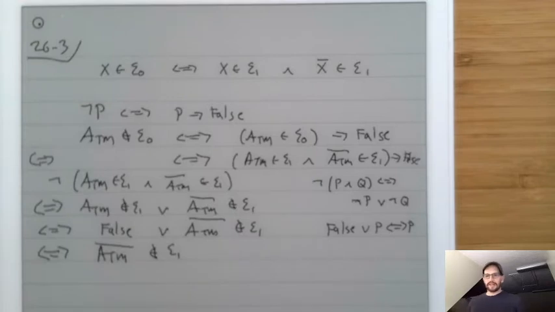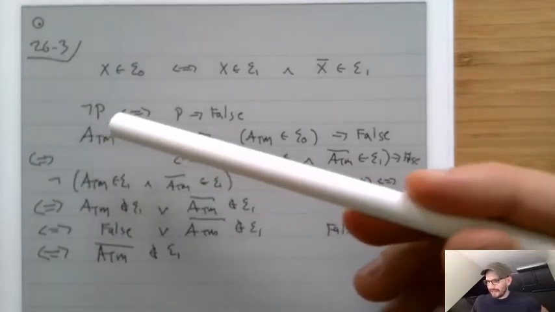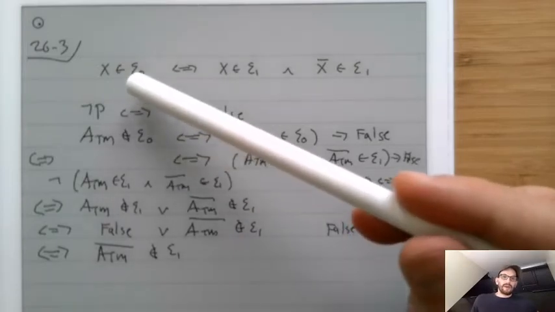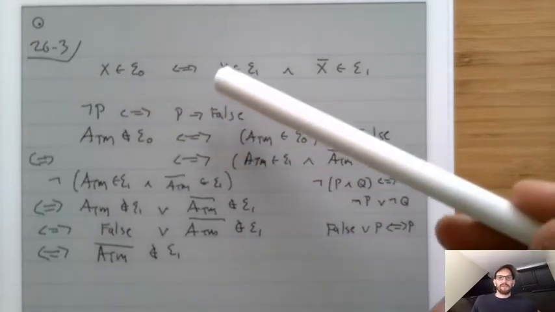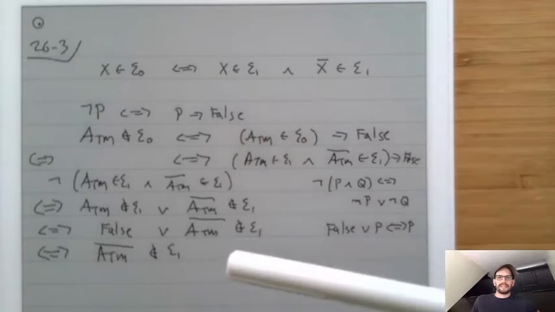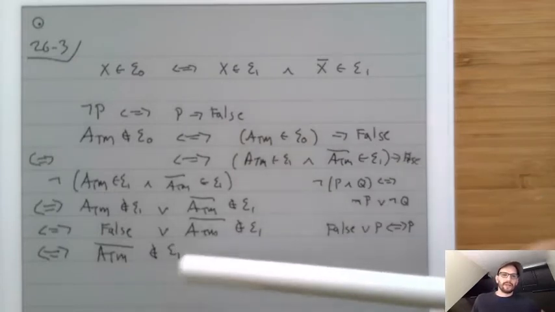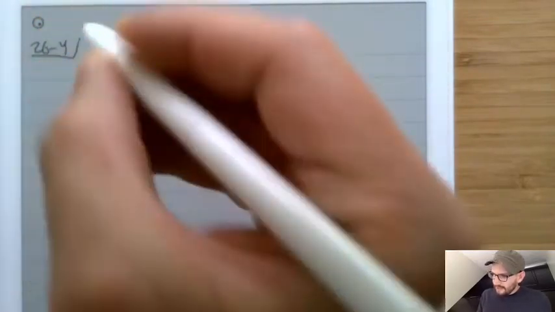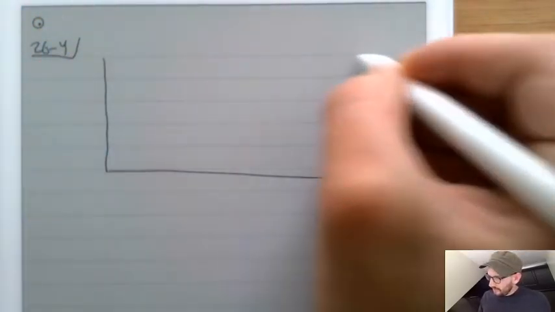So we just proved that because we know that ATM is not inside of sigma 0, and we know that whenever something is inside of sigma 0, it must be inside of sigma 1 and its complement is inside of sigma 1, therefore we can conclude that not ATM is not inside of sigma 1. And that's it. Okay? So we just proved that the picture looks like this.